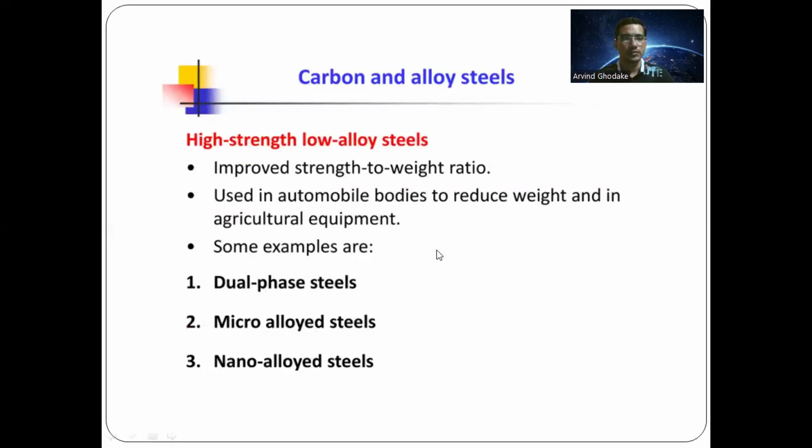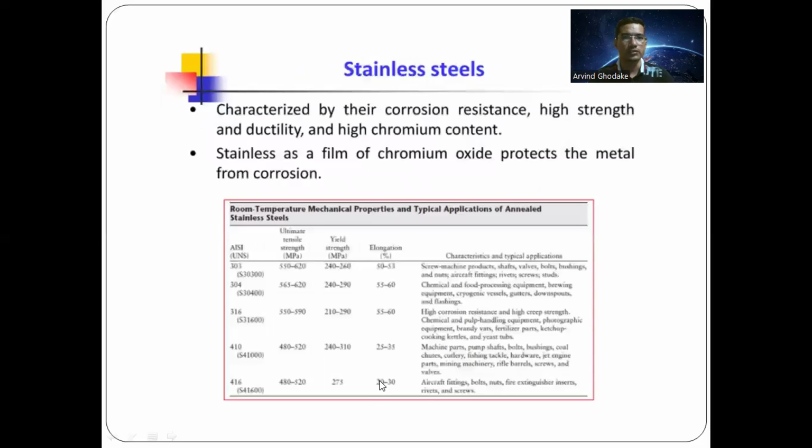Carbon and alloy steels. So it has a high strength, low alloy steel. So it has an improved strength to weight ratio, used in automobile bodies to reduce the weight, and in agriculture equipments. Some examples of carbon and alloy steels are dual phase steel, micro alloy steels, and nano alloy steels.